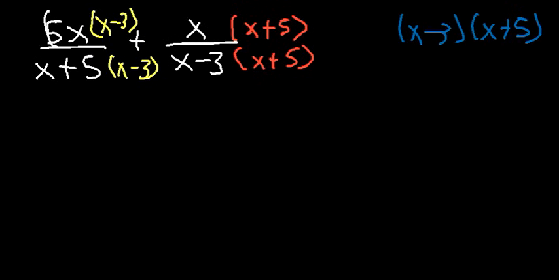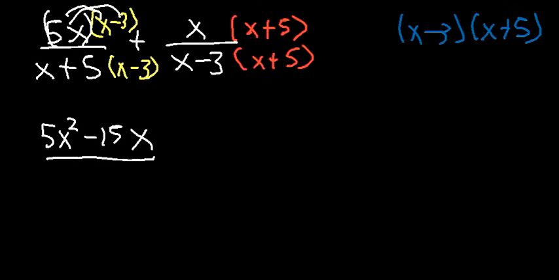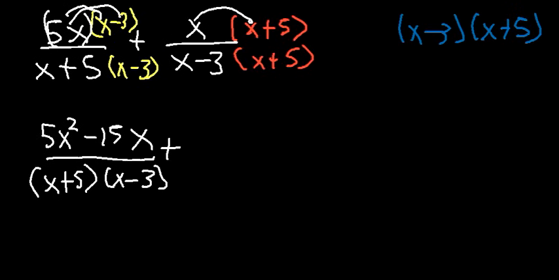So here we're going to distribute the 5x. 5x times x is 5x squared. And 5x times negative 3, that's negative 15x. On the bottom, I'm just going to leave it in its factored form. X plus 5 times x minus 3. And then plus x times x is x squared. And x times 5, that's 5x.